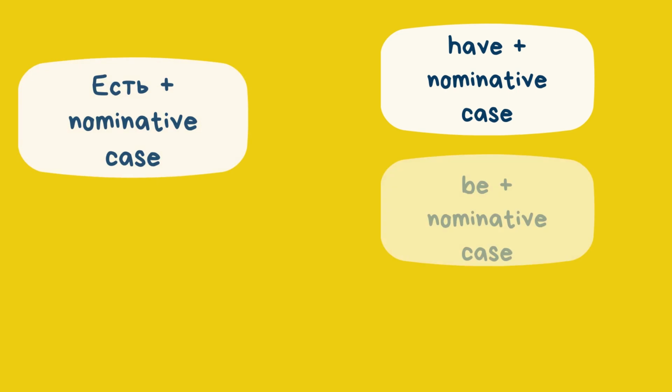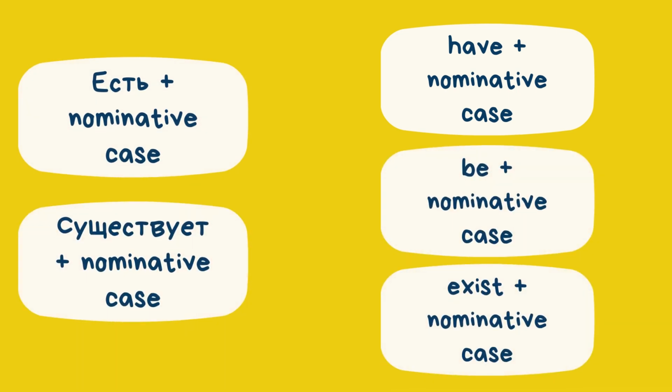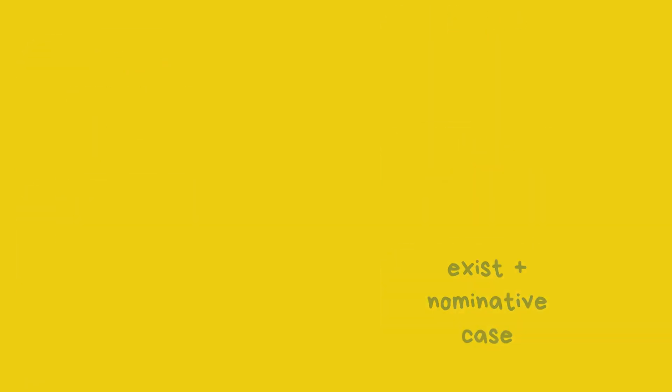Thus, the patterns are есть plus nominative case, существует plus именительный падеж, and in English, you can make this kind of box. Have, exist, is plus именительный падеж.